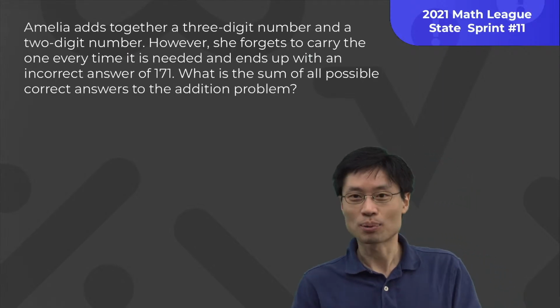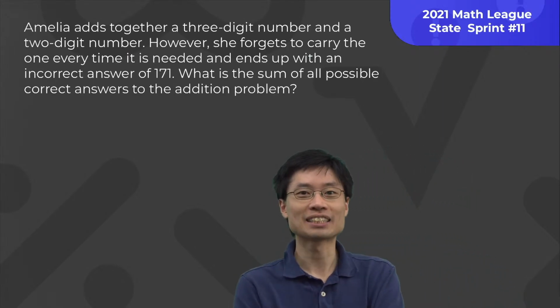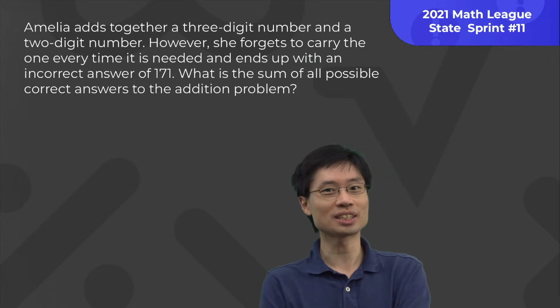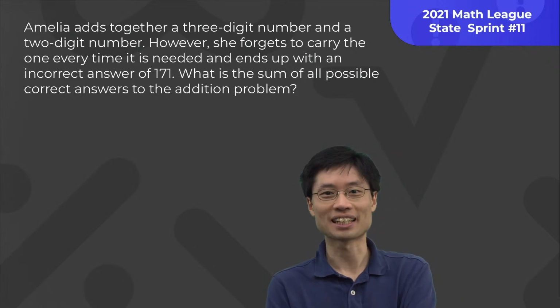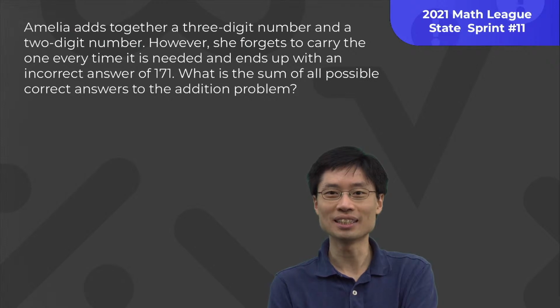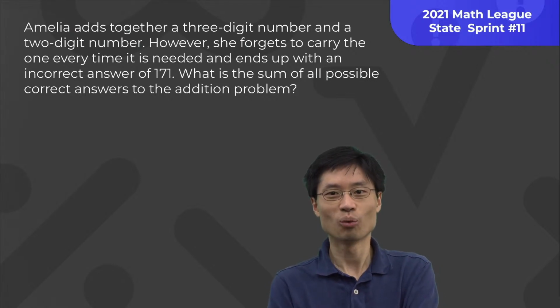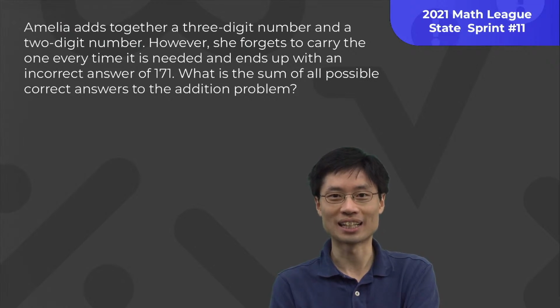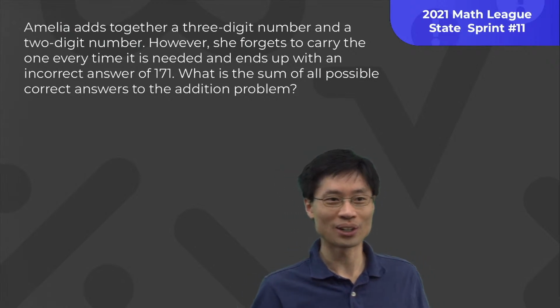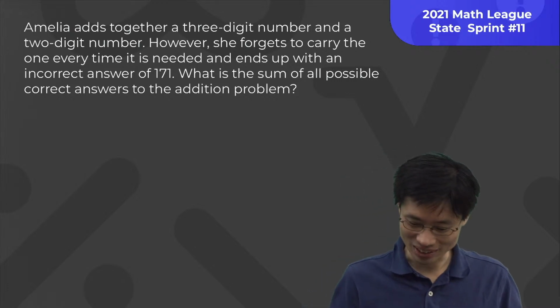More stuff. Problem number 11. Amelia adds together a 3-digit number and a 2-digit number. However, she forgets to carry the 1 every time it is needed and ends up with an incorrect answer of 171. What is the sum of all possible correct answers to the addition problem? Whoa. Okay, this is nifty. I don't know how to do this.